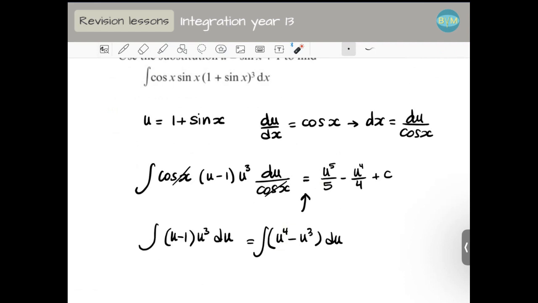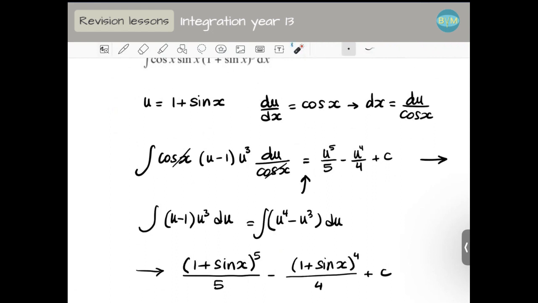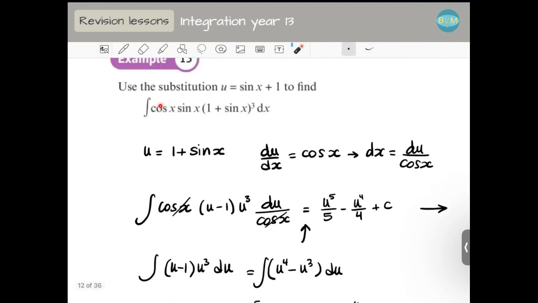I'm sorry. The last thing you have to do, please, is to substitute the u by 1 plus sine x at the end. So this one becomes (1 plus sine x) to the power of 5 divided by 5 minus (1 plus sine x) to the power of 4 divided by 4 plus c. Yeah? So it's just a note, and this thing happens usually in the trigonometric questions. Does it make sense?